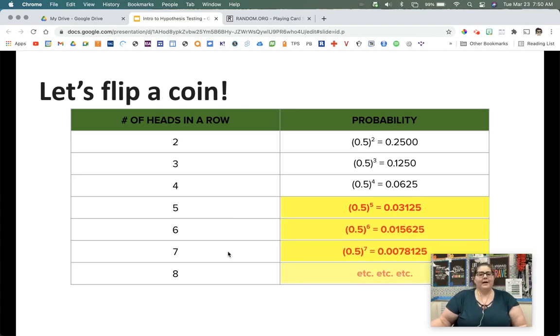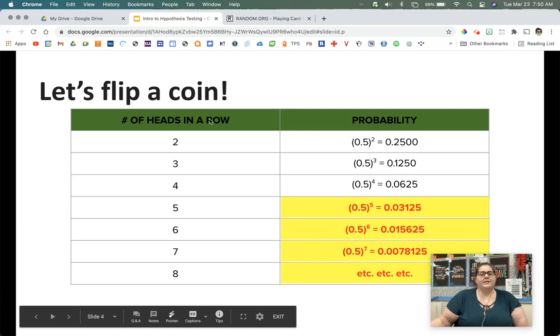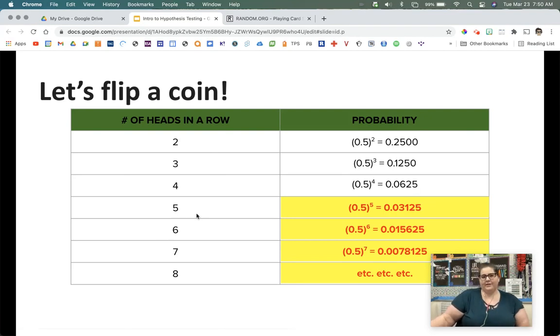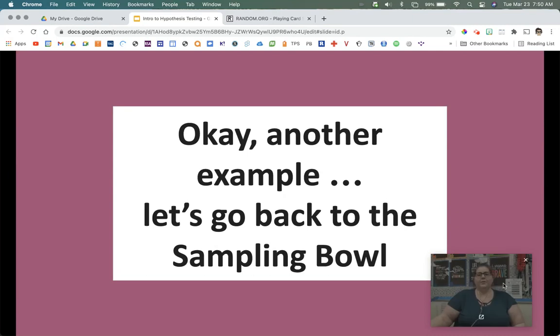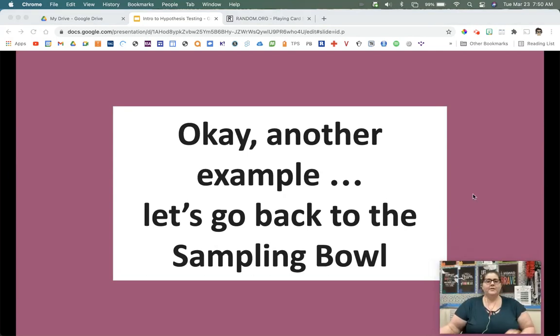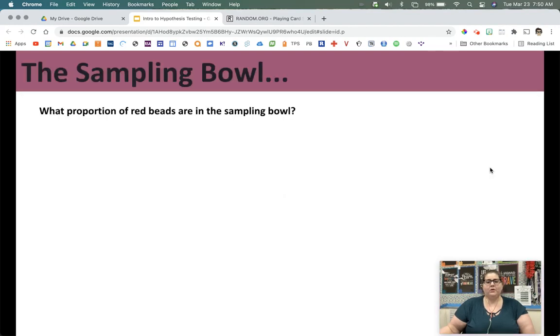The whole idea behind a hypothesis test is that we hold an initial assumption, right? We have this thing that we believe to be true until an occurrence becomes really, really unlikely, and then we start to question. Let's look at another example. I'm going to go back to what I used to introduce the concept of a sampling distribution, which was a sampling bowl.